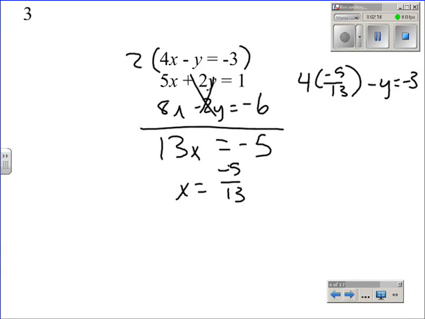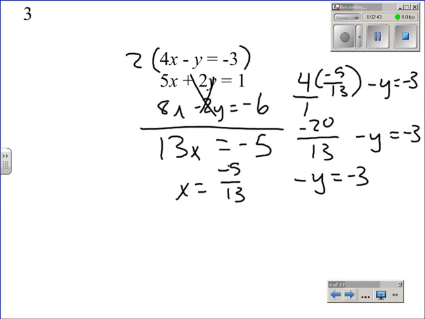Remember, when you're multiplying a fraction and an integer, you can make the integer a fraction by putting it over 1 and then multiplying the numerators and the denominators. Continuing to solve gives us another problem involving fractions. This time, since we're adding, the fraction that we make negative 3 must be over 13.